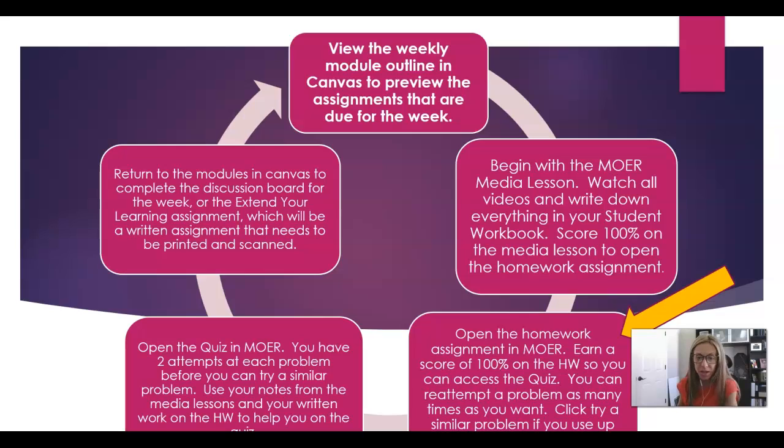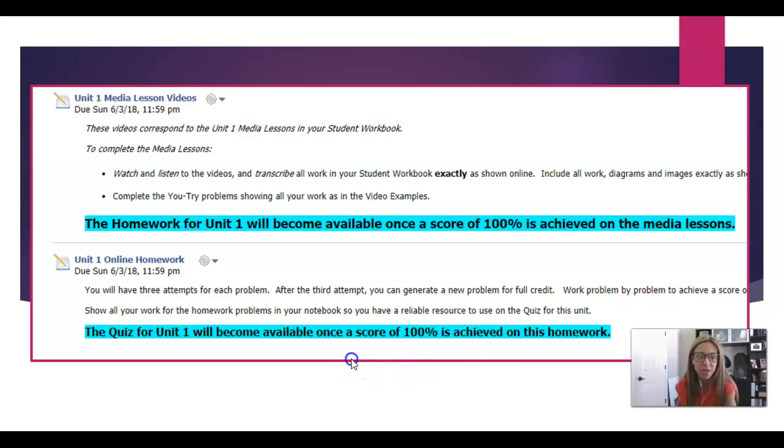You also want to aim to score 100% on the homework assignment so then you can unlock the quiz. Everybody has the option to get 100% on the homework assignment. You can try the homework problems as many times as you need to so you can reach mastery. If you get a problem wrong on the first try, it's okay. You can generate a new problem and continue to practice until you feel comfortable moving on. You have 3 attempts at each problem. After that, a new problem will be generated and the cycle continues until you score 100%.